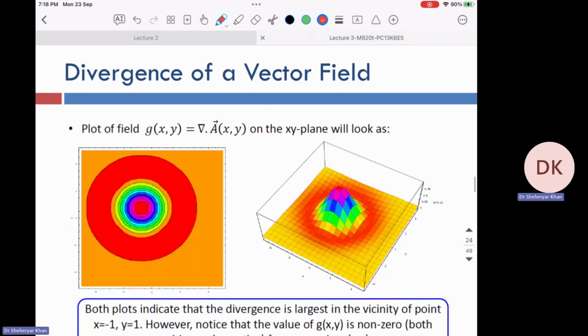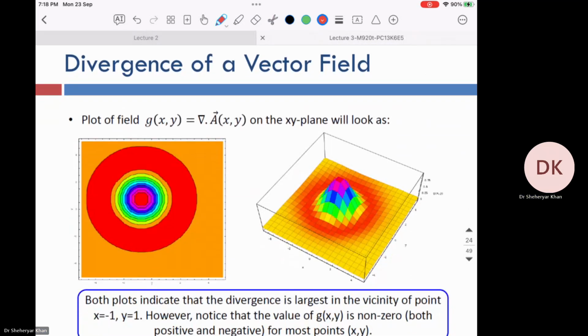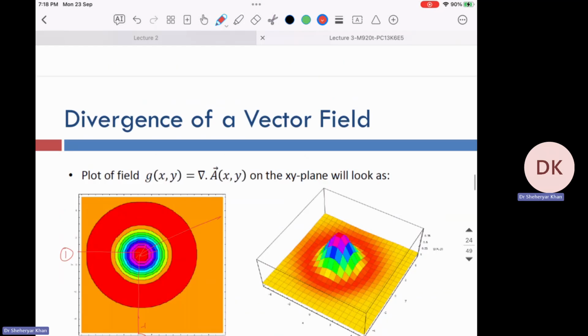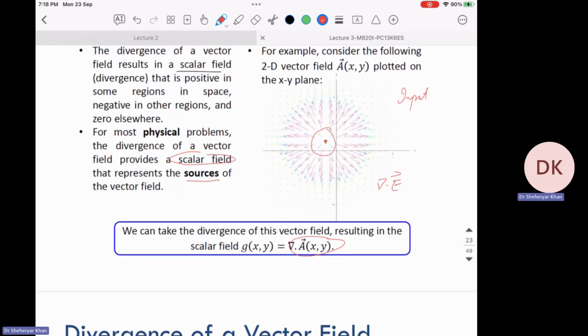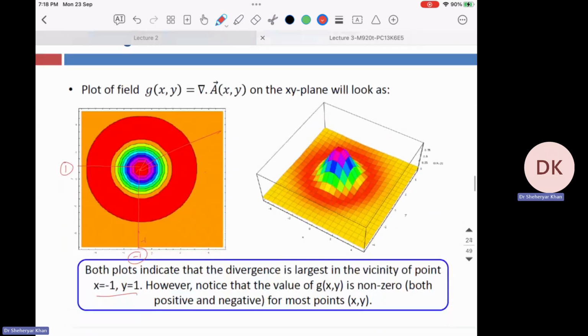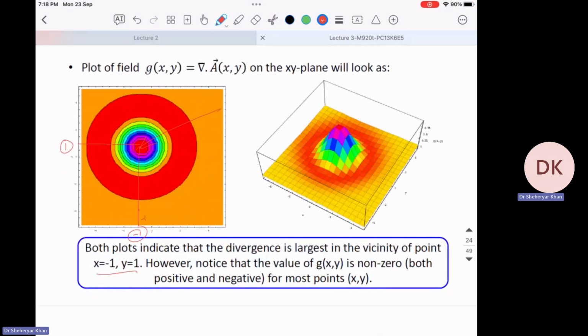Now, first look at the physical demonstration. You see that's the point, minus 1, 1. So minus 1 is here, and 1 is here. At this point, you see the divergence is maximum. That's the result of this vector field. At this position, the flux lines are coming out. So when you apply this, you would see that the flux at this region is maximum.